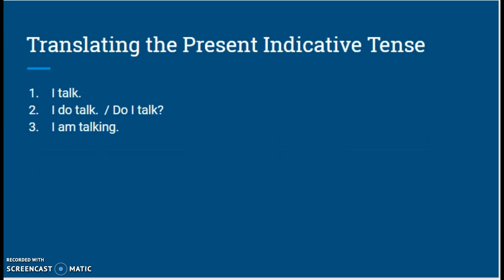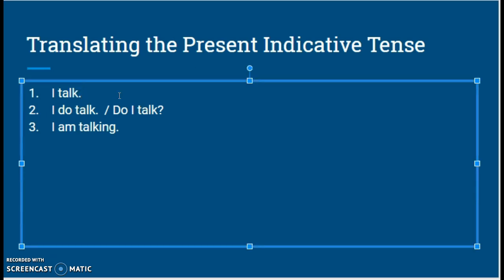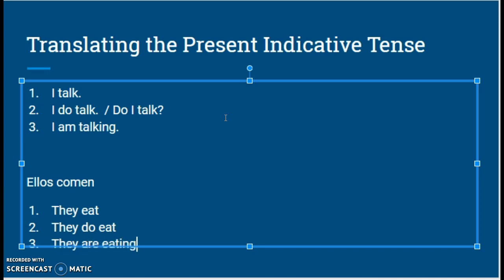So for present tense, it's technically called the present indicative tense in Spanish. It corresponds to all three of these tenses in English. So let's say, for instance, I had the verb in Spanish, ellos comen, they eat. So typically in Spanish, we'd say they eat. I could also say they do eat or they are eating.